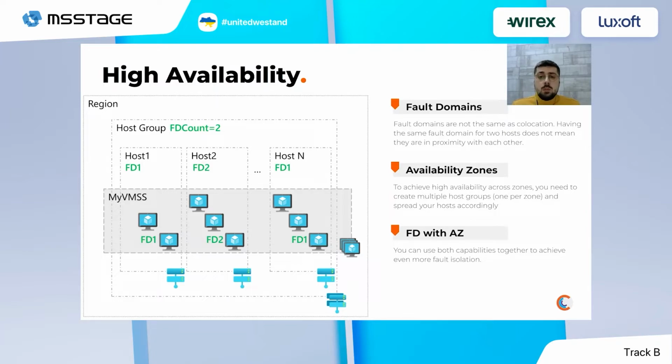Definitely, you can use both capabilities together and achieve even more fault isolation. In this case, you will specify the availability zones and fault domain count in each host group, assign a fault domain to each of your hosts, and also assign the availability zone of each VM.